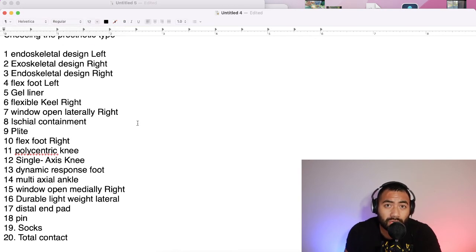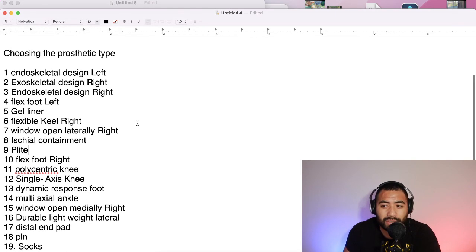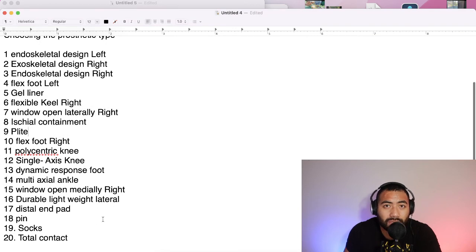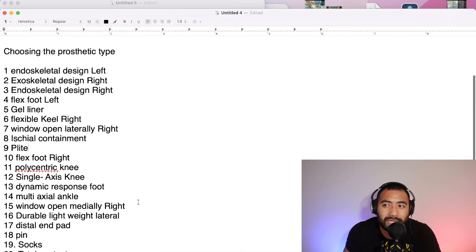Because sometimes if you don't scroll, there could be an item that is better than what you were going to choose. For example, if I didn't scroll, and I clicked all my stuff and said continue, and then scrolled a little bit down and look, it says total contact. All of a sudden I lost a point for no reason other than I didn't read everything.